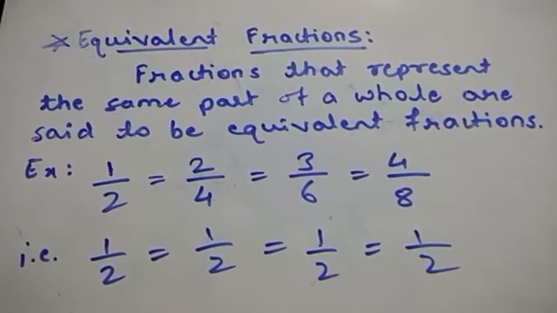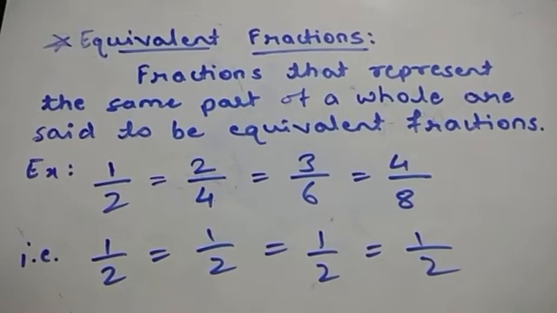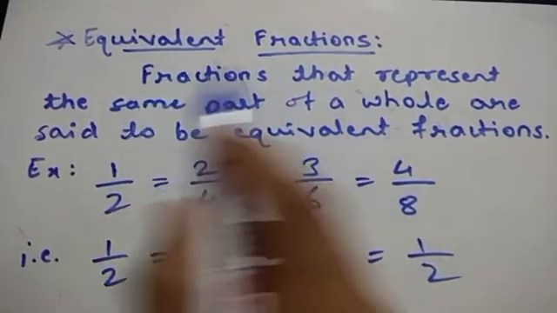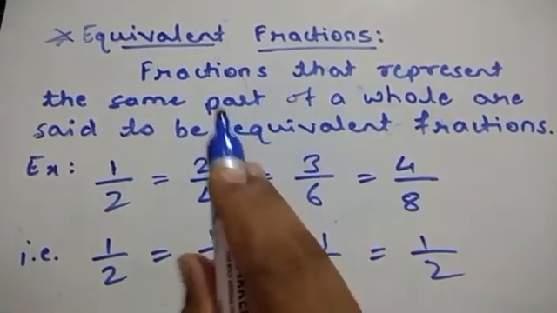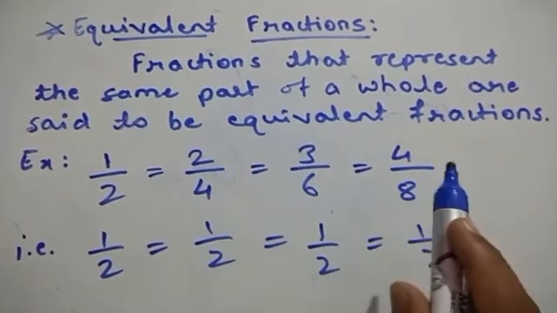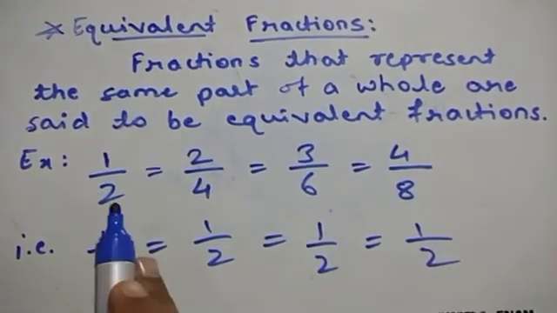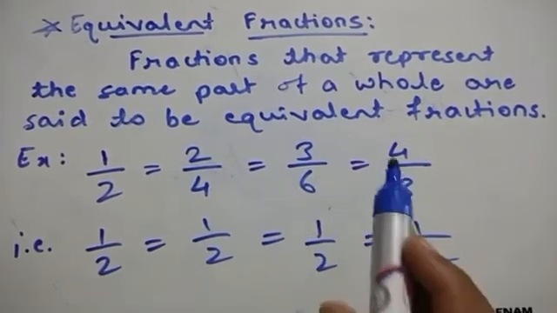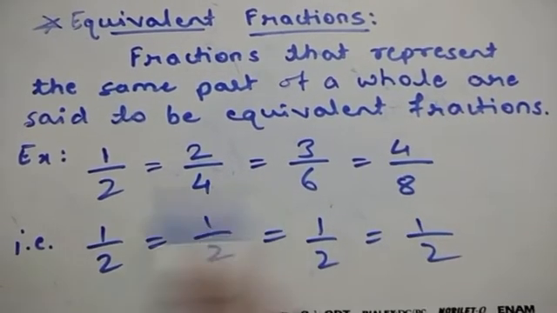Hello students, in this video we are going to study the remaining types of fractions. In that, the first one is equivalent fractions. Fractions that represent the same part of a whole are said to be equivalent fractions. For example, 1 upon 2 is equivalent to 2 upon 4, 3 upon 6, 4 upon 8. Okay, these are all equivalent fractions.